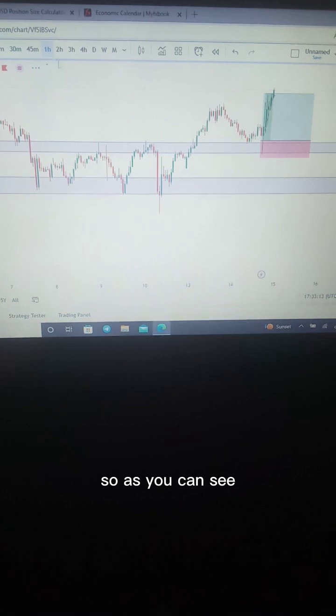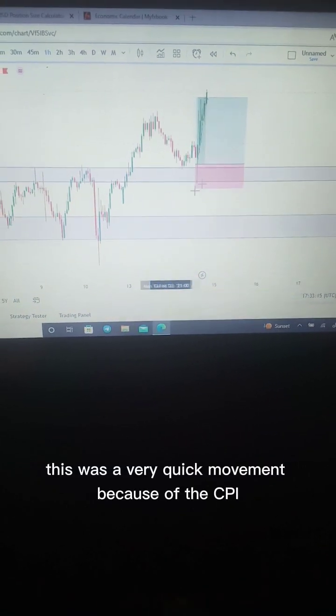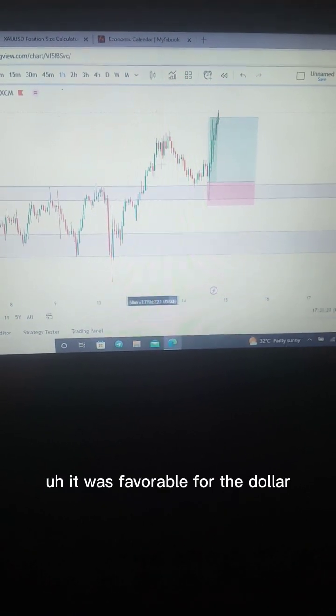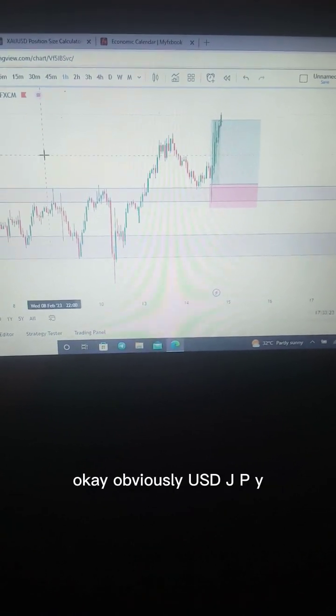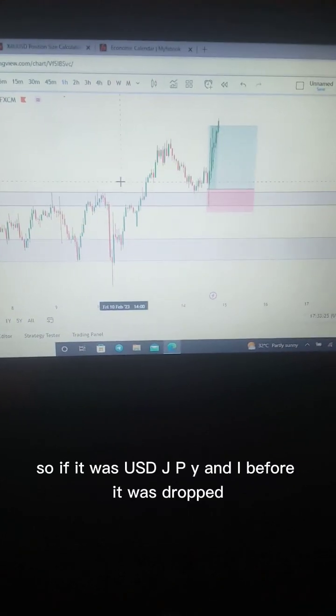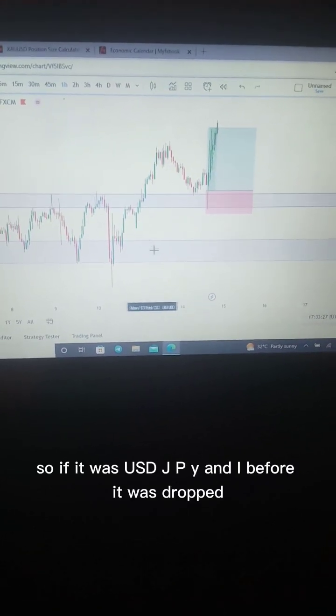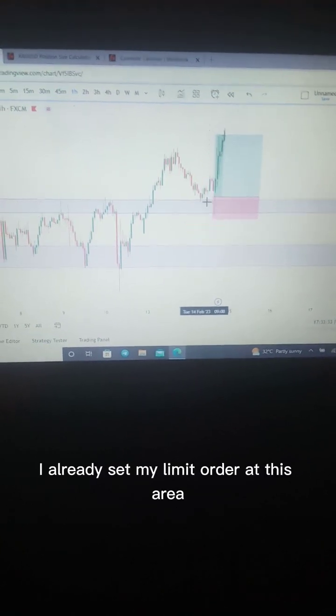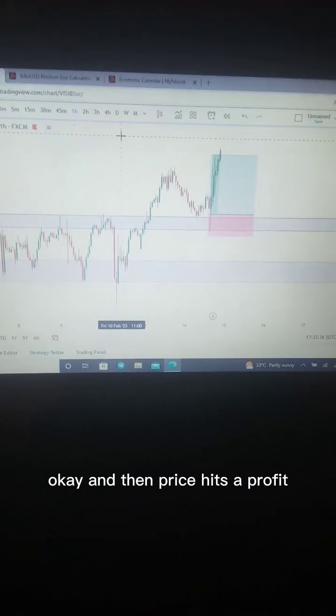So as you can see, this was a very quick movement because of the CPI. When the CPI numbers were dropped, it was favorable for the dollar, so it favored USDJPY, and before it was dropped, I already set my limit order at this area. And then price hit my profit. So that's literally how I trade.